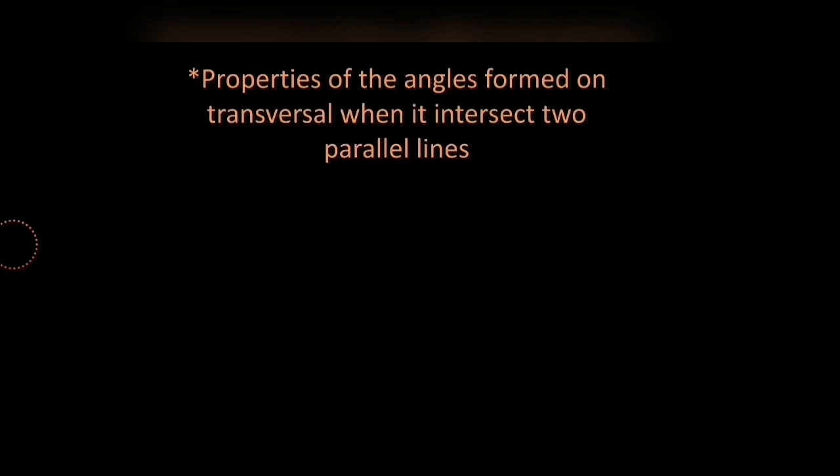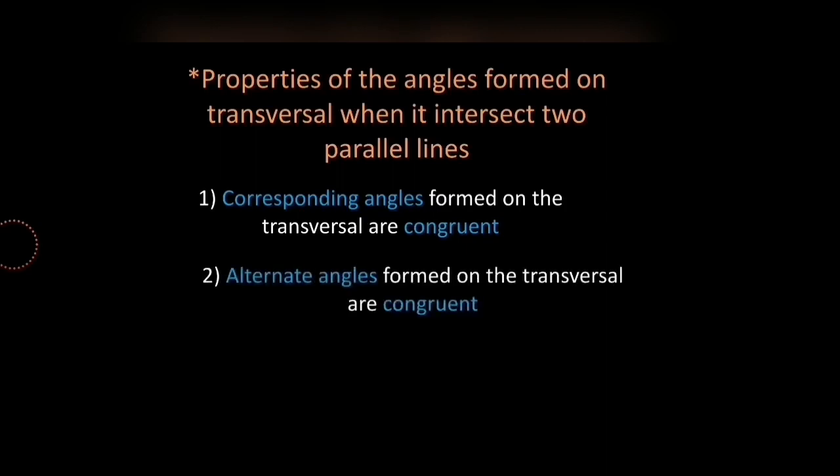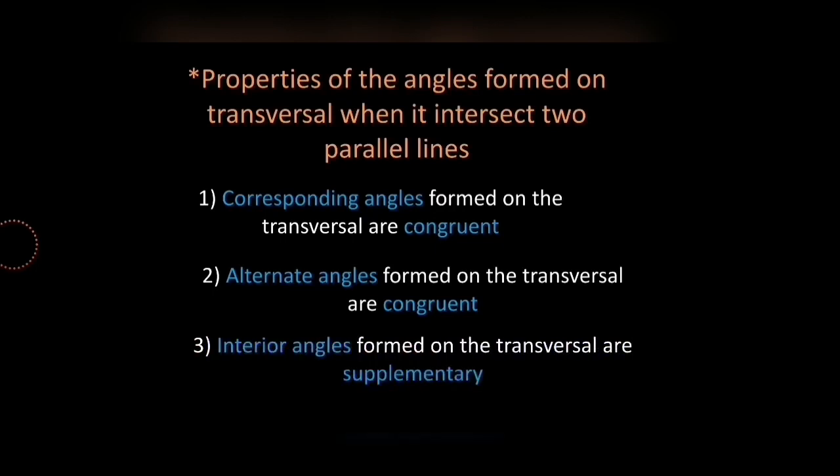As we have learnt the angles formed on the transversal and the ways to identify them in the diagram, let's try to understand some extra properties of these angles when a transversal intersects two parallel lines. Very first of them is that when a transversal intersects two parallel lines, the corresponding angles formed become congruent. The same goes with the alternate angles, interior or exterior, they become congruent. And the third property is about the interior angles, which become supplementary.